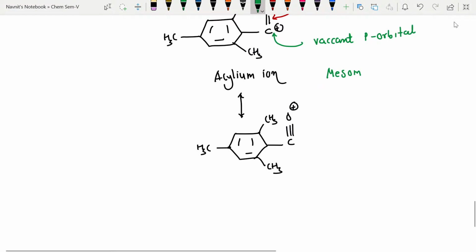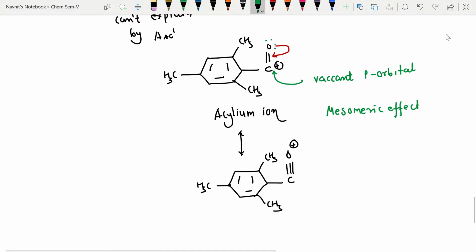Okay. So this effect is known as a mesomeric effect. And if you look at this cation, the octet of this carbon is not completed. Only 6 electrons in their outer shell: 1, 2, 3, 4, 5, 6. But in this structure, the octet of carbon as well as the oxygen is completed.